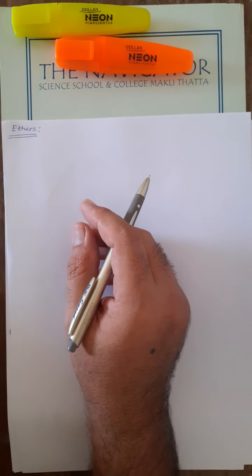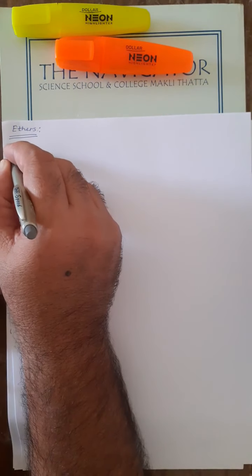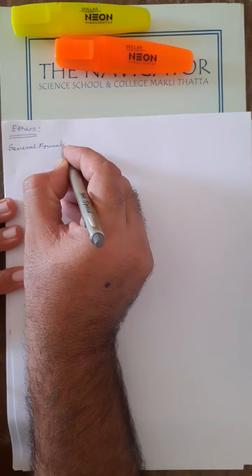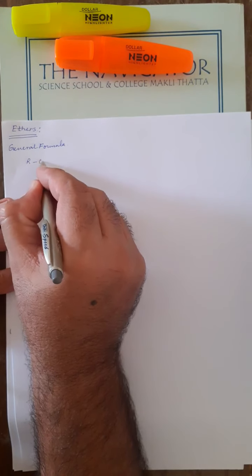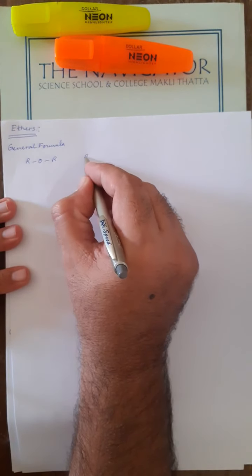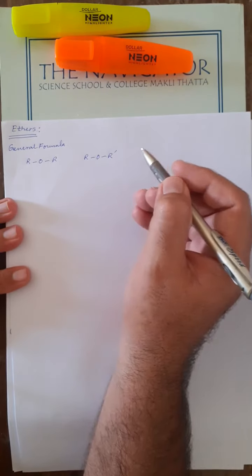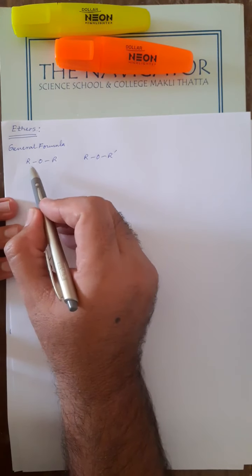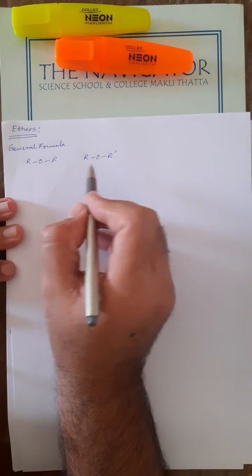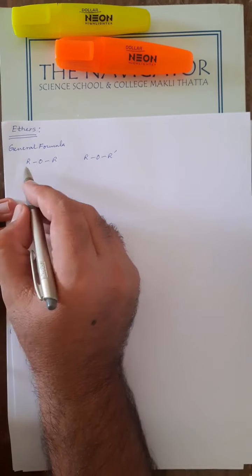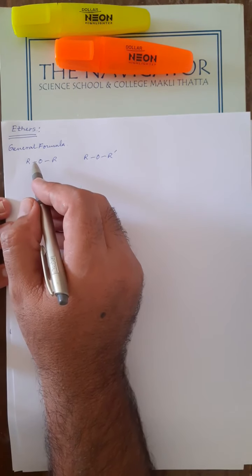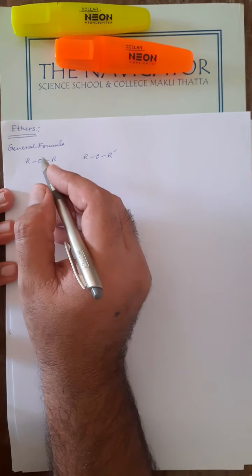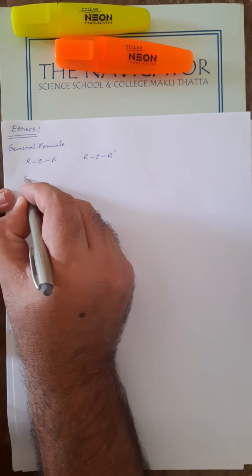Now, ethers have a very interesting functional group, and the general formula that we use for representing ethers is ROR, or we can say ROR'. Here, oxygen is obviously a divalent atom, an atom which can bond to two alkyl groups very easily. But ROR and ROR' have a slight difference.